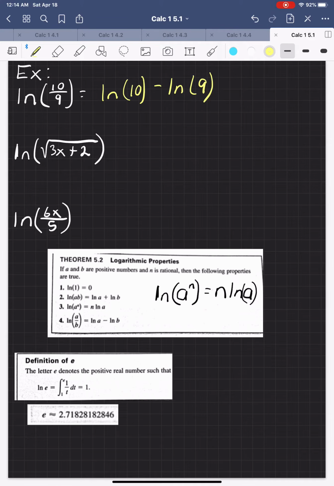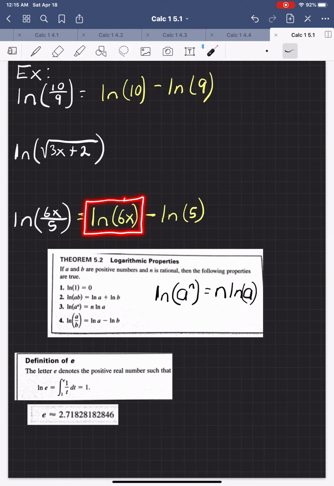Let's actually do the third one before we do the second one. So you have multiple things going on here. You have ln of 6 multiplied by x, which is a product, divided by 5. So first let's start with the quotient. This would be ln of 6 times x minus ln of 5. Now that part most students would notice, except that you're not done if you're trying to fully expand.